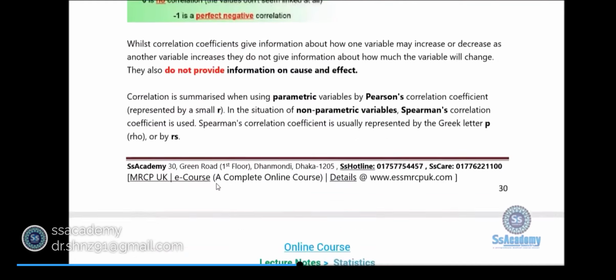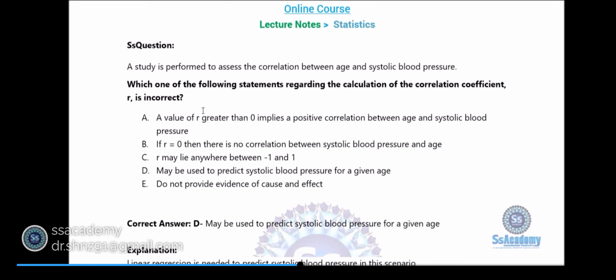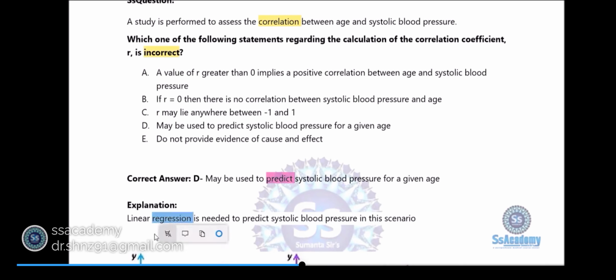Before going into more details, I would like to go through some questions. A study is performed to assess the correlation between age and systolic blood pressure. Which one of the following statements regarding the calculation of the correlation coefficient is incorrect? It may be used to predict systolic blood pressure for a given age. My dear, can you remember, regression is predict or prediction?